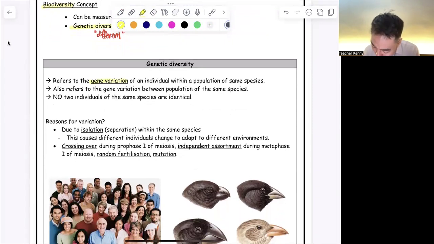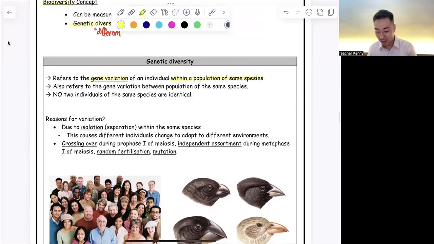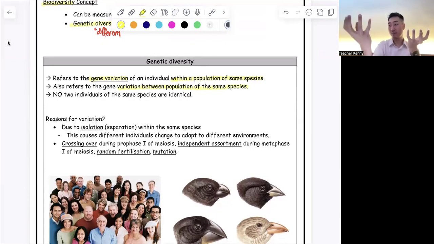So genetic diversity is gene variation within the population of the same species. It must be the same species. You cannot say, this area is full of, let's say, Chinese people, and we also have cats, dogs, all sorts of animals here. No, we're looking at the same species only. Understand? It can also be variation between populations of the same species. That means population A in this area versus population B in that area will also have some genetic diversity.